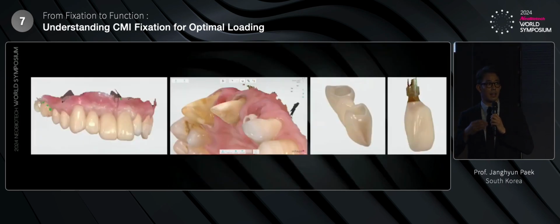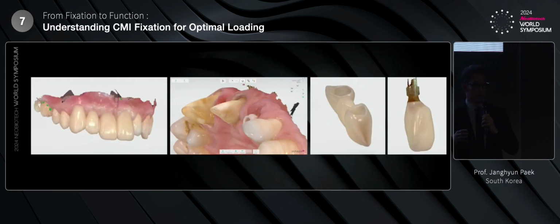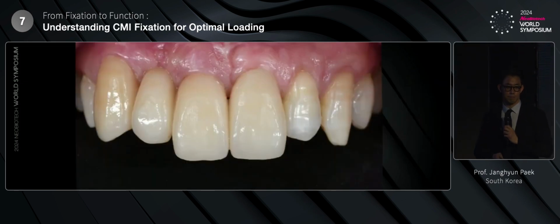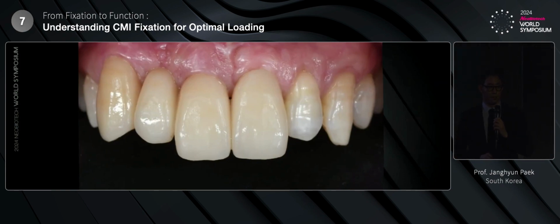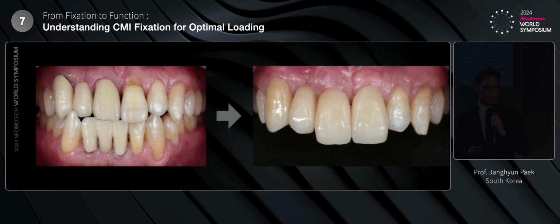And then I used my intraoral scanner to transfer this gingival contour to the fixed final restoration. This is a definitive zirconia work. We did a great job. This is the pre-op, and this is after delivery of the final prosthesis.